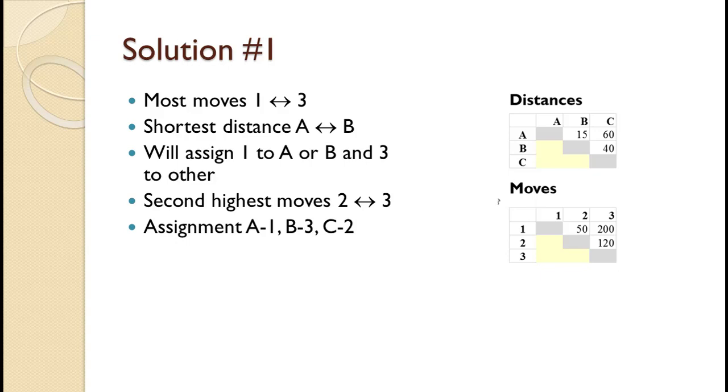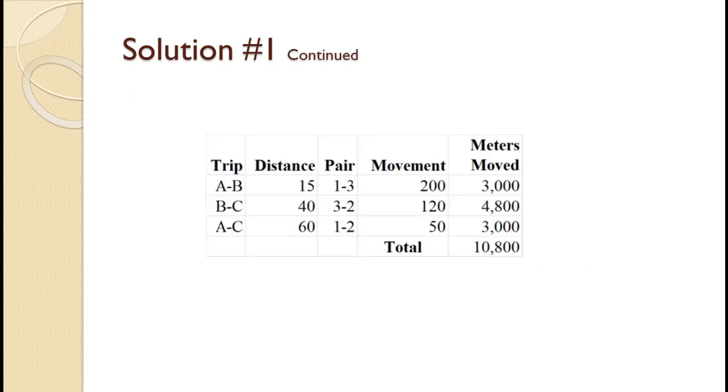The second highest number of moves is between 2 and 3. Thus, it is more important to have 2 near 3 than 1. That results in the layout of assigning 1 to A, 3 to B, and 2 to C. Now that we have the arrangement, we can figure the total meters moved. For each pair of locations and matching work center assignments, we multiply the distance times the number of items moved.